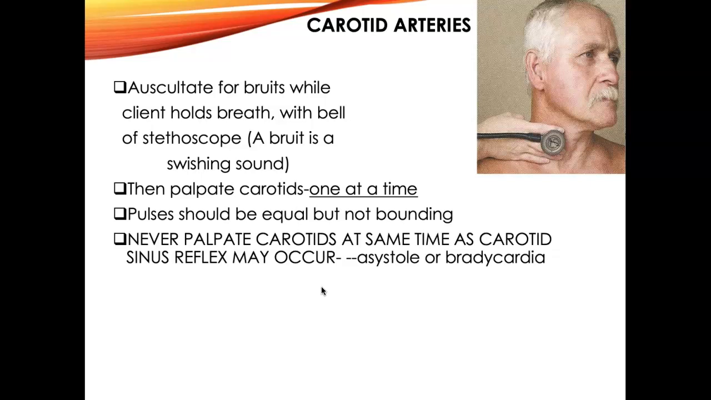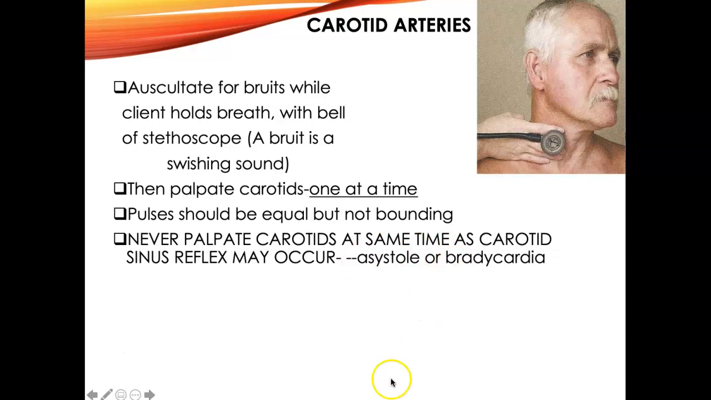There's an underlying disorder that frequently happens in some patients with cardiac disease called carotid sinus reflex. There are little receptors on the carotid arteries, and sometimes when stimulated, it can cause the heart to slow down. If they are stimulated at the same time, it can cause the patient to get a dangerously low heart rate, or it could even cause their heart to stop. So you're always going to palpate the carotids one at a time, never bilaterally.